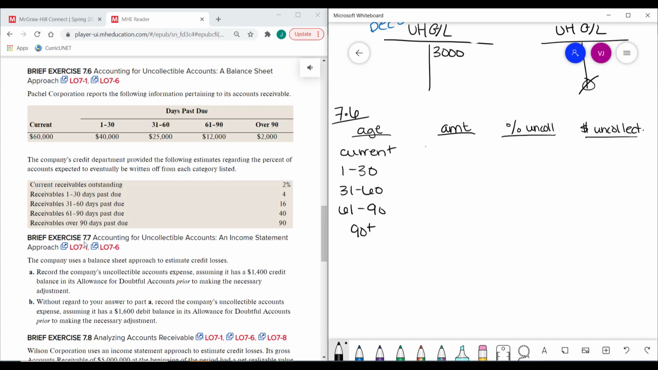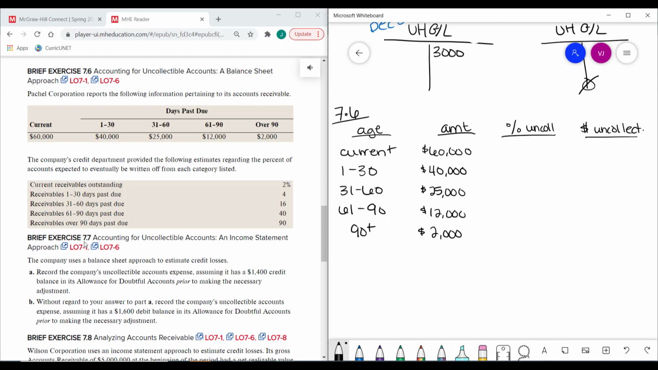So how much of the accounts receivable is current? $60,000. $40,000 of the amount owed to us by clients is 1 to 30 days past due. $25,000 of our accounts receivable is 31 to 60 days past due. $12,000 of it we've been waiting for 61 to 90 days past its due date, and then there's $2,000 that we've been waiting for over 90 days.